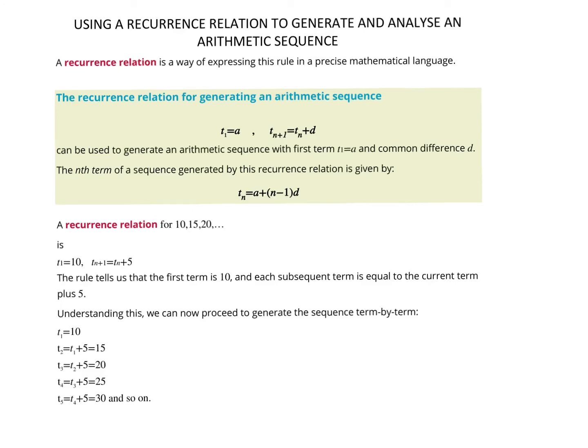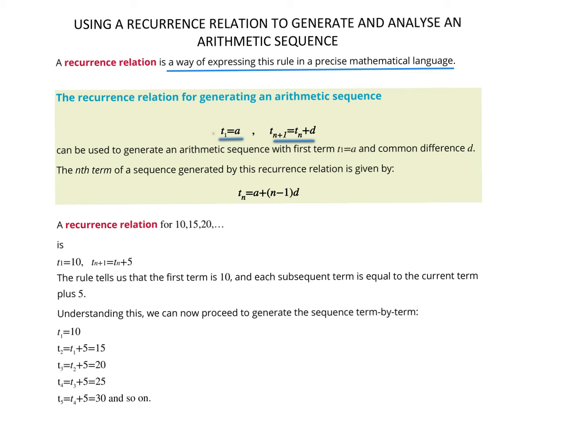Up to this point with arithmetic sequences, we've been using rules to help us generate the sequence. Now we're going to be using recurrence relations, and this is simply a way of expressing a rule in precise mathematical language. Now there are two parts to a recurrence relation. The first part gives us the first term. The second part gives us the next term, so it depends on us having the information from the previous term.